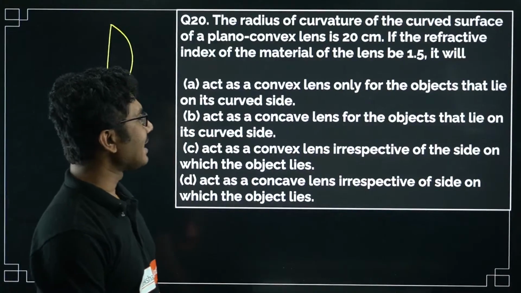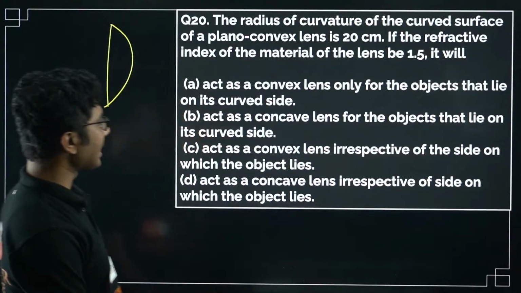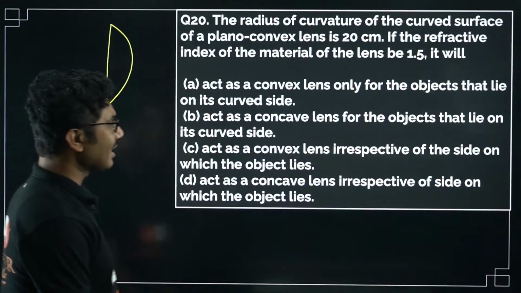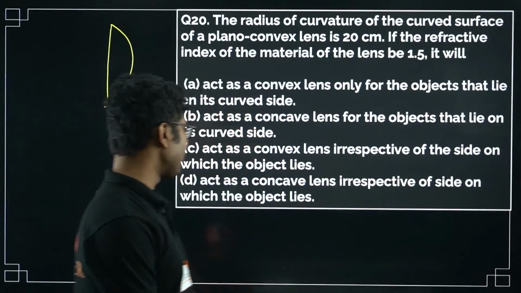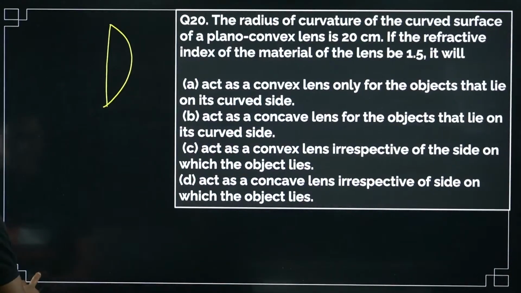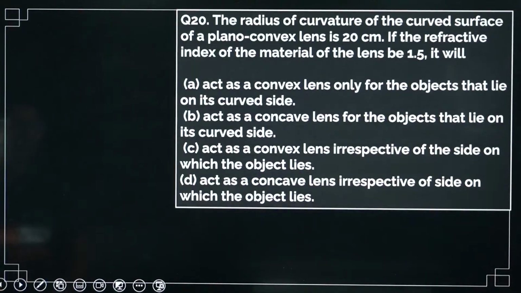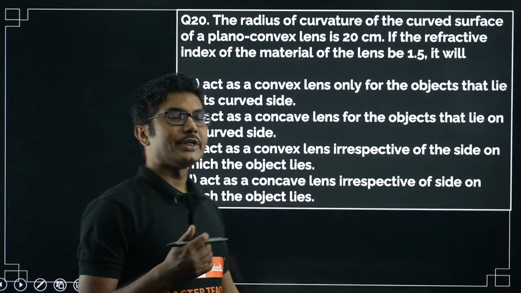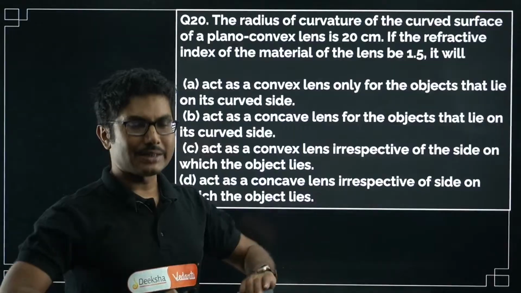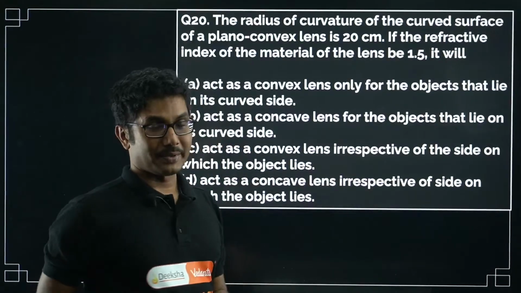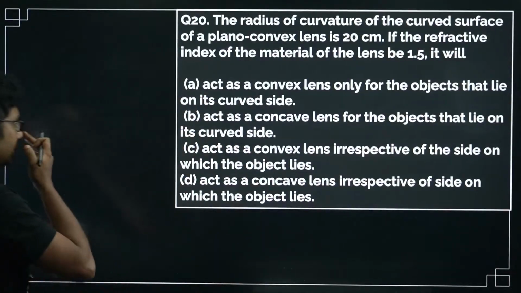It acts as a convex lens irrespective of the side of the object. Or it acts as a concave lens irrespective of the side on which the object lies. Now, first of all, we have to check which is correct, and then we will generalize this statement. This is a very common question.